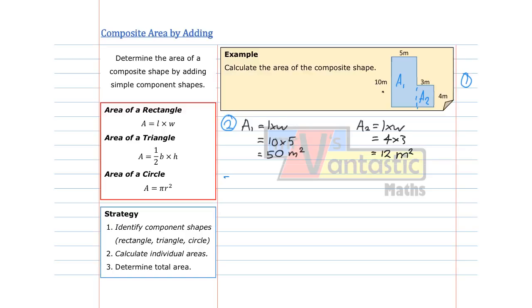Our last step is to then add these two component areas. So the total area is going to be 50, which is area 1, plus 12, which is area 2. And 50 plus 12 is 62 square meters. And that's the area of the composite shape. Fantastic.